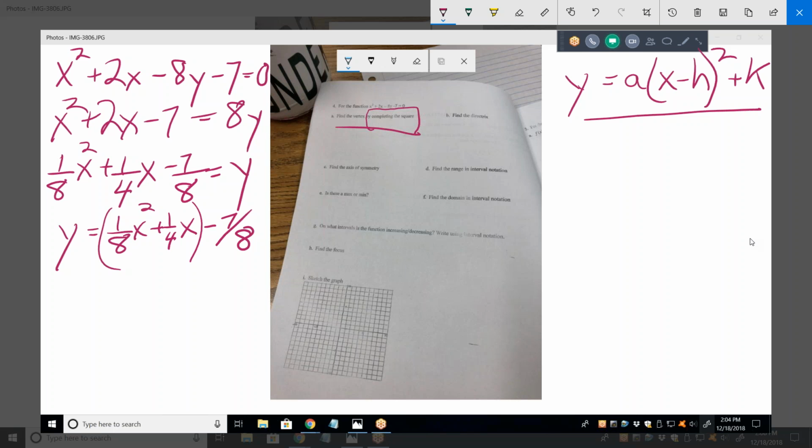What's the first thing you have to do before you can complete the square? The coefficient of the x squared term has to be what? What's the coefficient of the x squared term right now? The 1/8. What does it have to be before I can even begin to complete the square? Does it have to be 8/1? No. It has to be 1. Always has to be 1. So whatever number is inside there, you've got to factor it out.